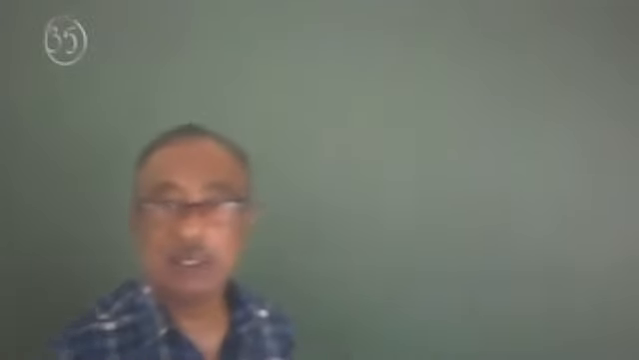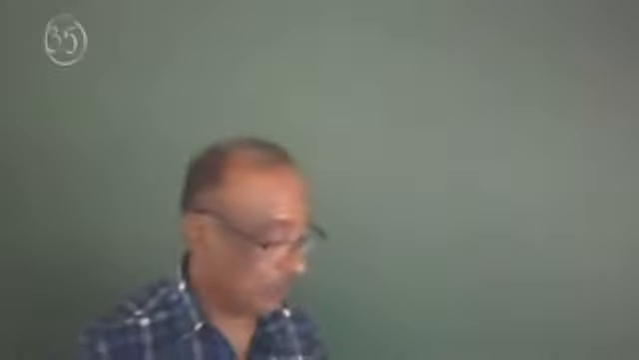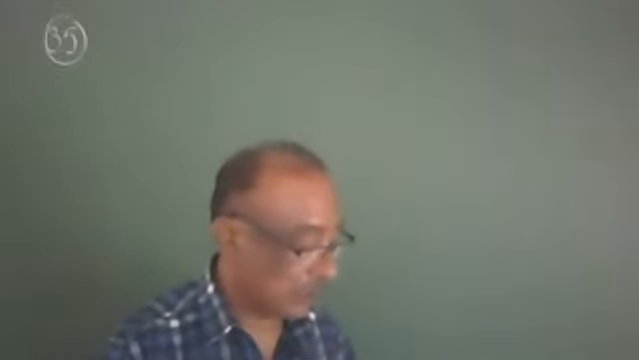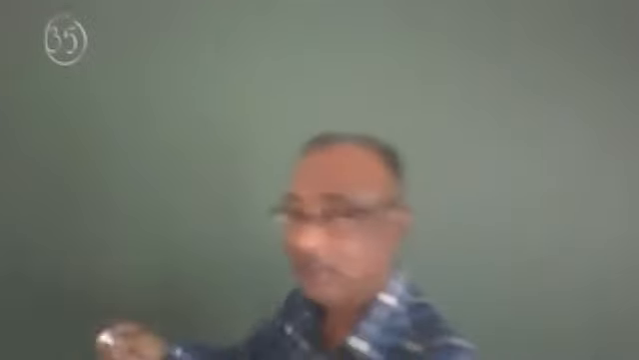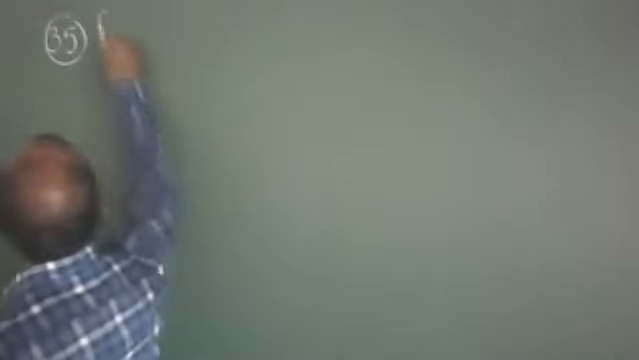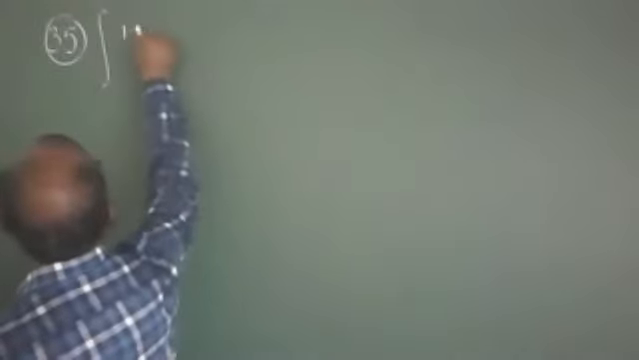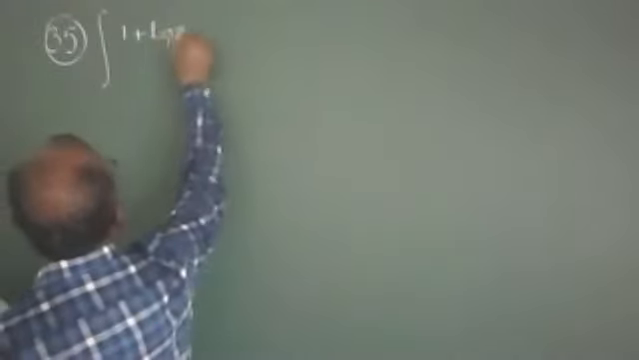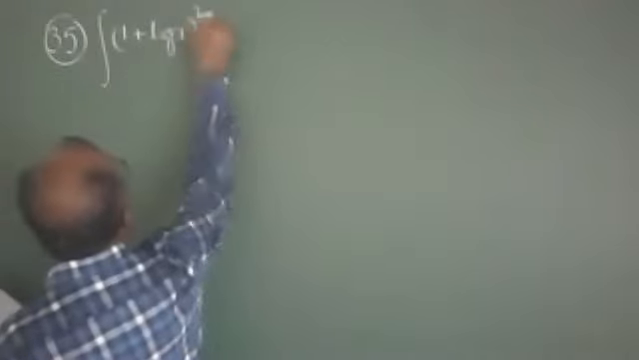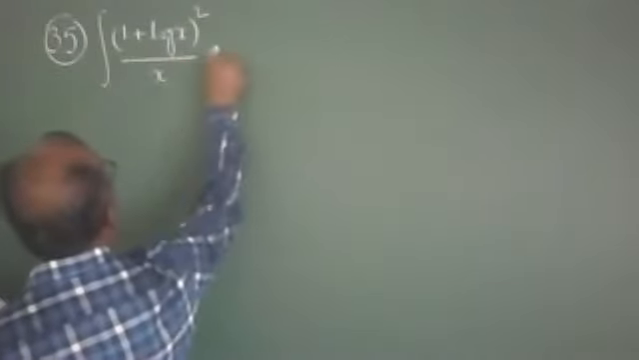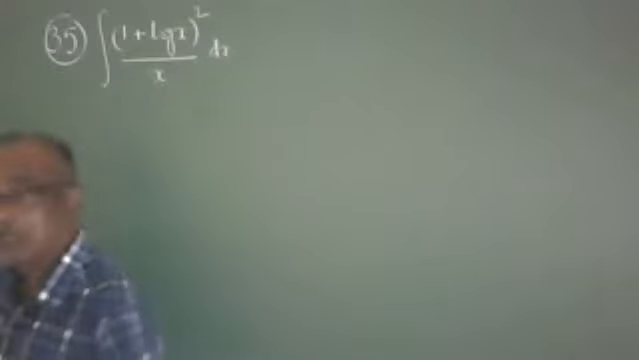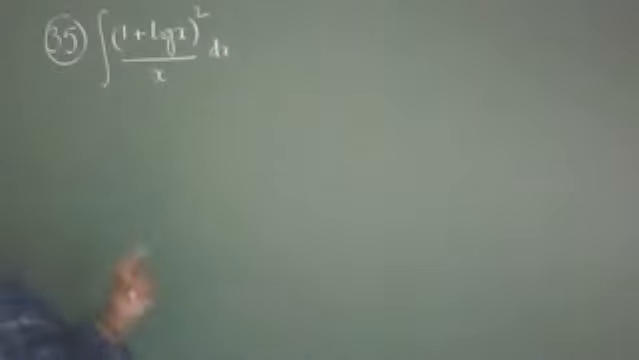Everyone see, participant is the 20. You have to see the 35 problem. At the time we have to start the 35 problem, but it will be cut. But you know that it is a simple method, only the 35 problem. Everyone see, 35 problem is the integral of (1 plus log x) whole square by x.